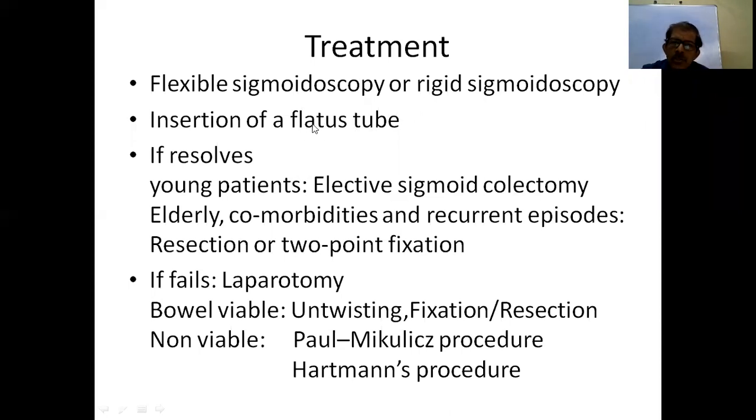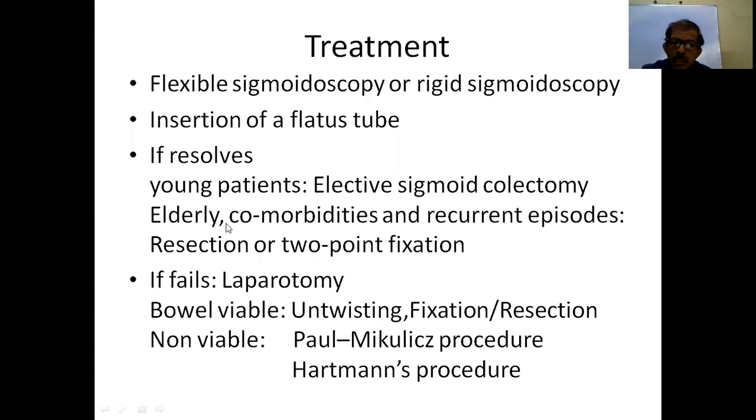If it resolves, in young patients, after an opportune time, you have to do an elective sigmoid colectomy, because if you don't do it, there will be recurrence. So particularly in young people, you have to do sigmoid colectomy. Whereas in the elderly, you will wait and delay surgery, because with comorbid conditions the prognosis will not be that good if you go on resecting.